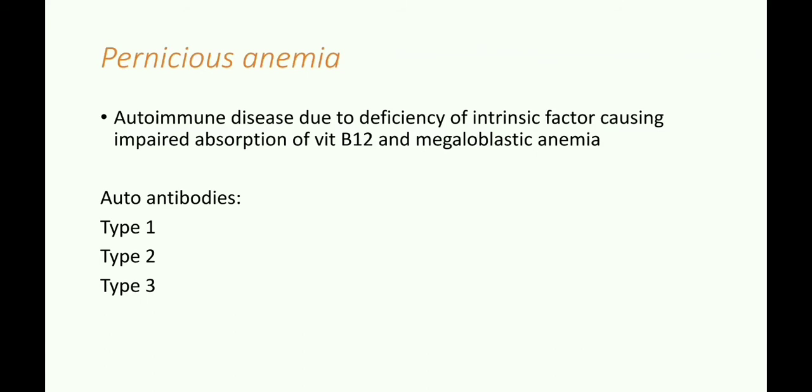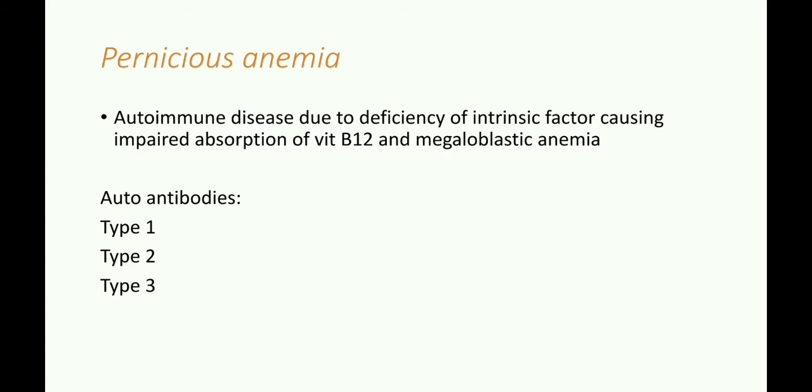In pernicious anemia, what is actually the difference from megaloblastic anemia is that since it is an autoimmune disease, you can demonstrate the autoantibodies. But the clinical features can be similar to megaloblastic anemia, like the clinical signs and symptoms of anemia, jaundice, and even the neurological manifestations can occur here.